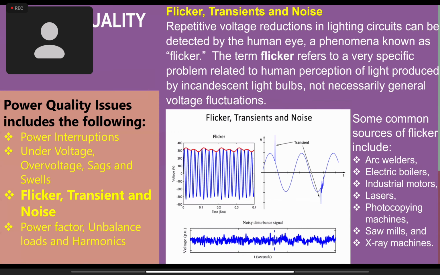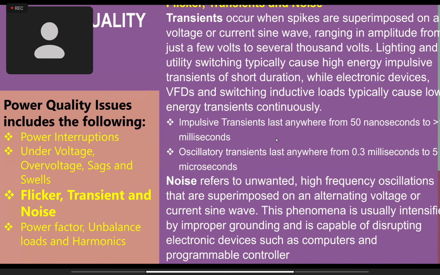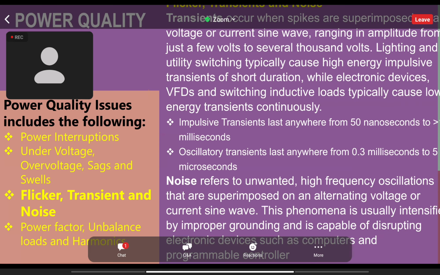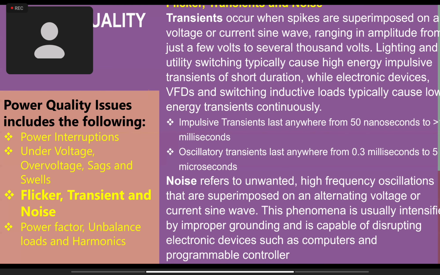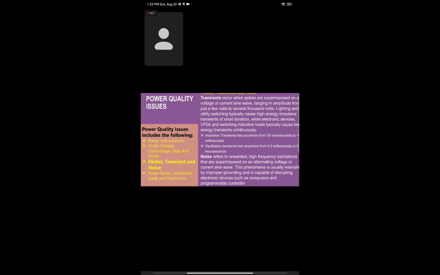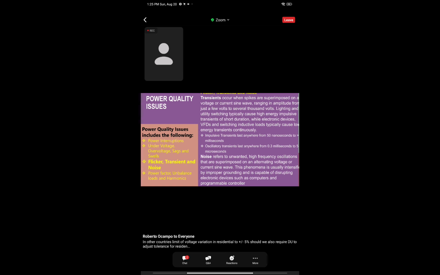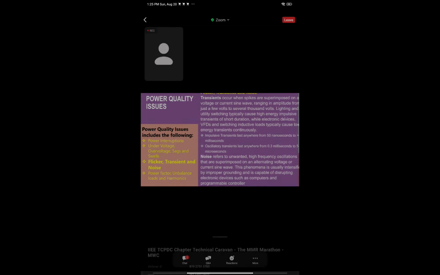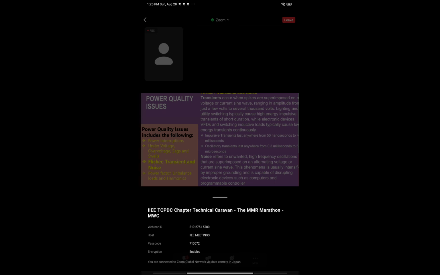Okay, the third type is the transients. It occurs when spikes are superimposed on a voltage or current sine wave, ranging in amplitude from just a few volts to several thousand volts. So ito yung delikado, no? Kasi transients cannot be seen. It is very fast. It acts in a nanosecond. And if the magnitude is severe or large, it can damage the insulation. It can reach from a few volts to several thousand volts. So ganun kalaki yung transient. And imagine how damaging its effect would be.